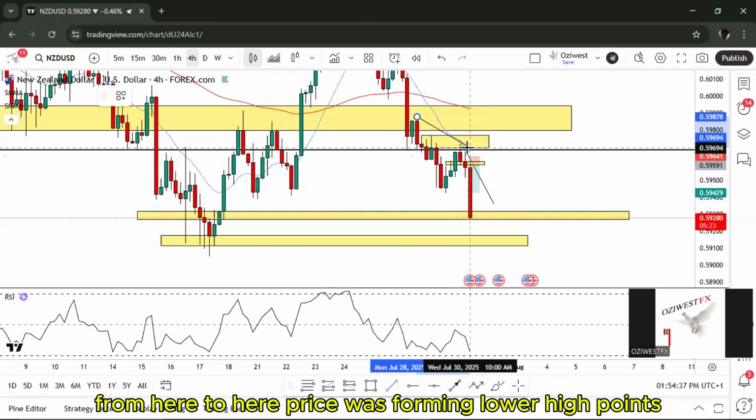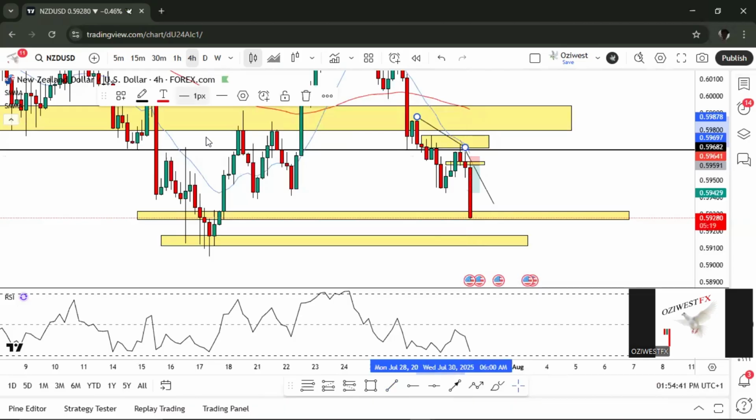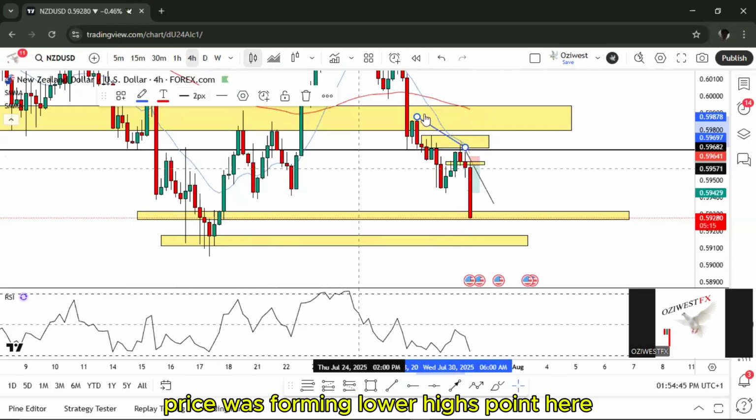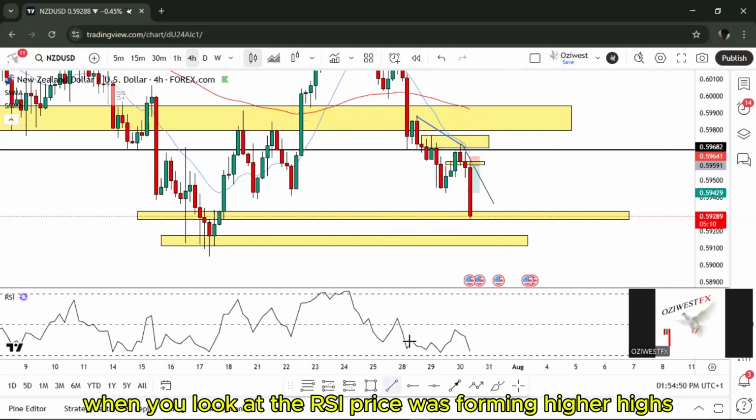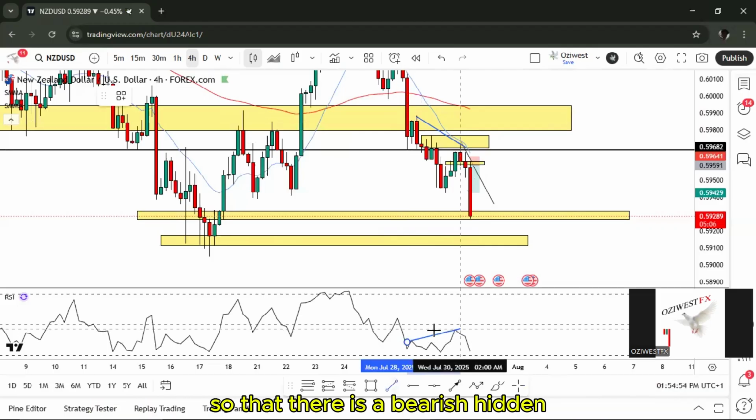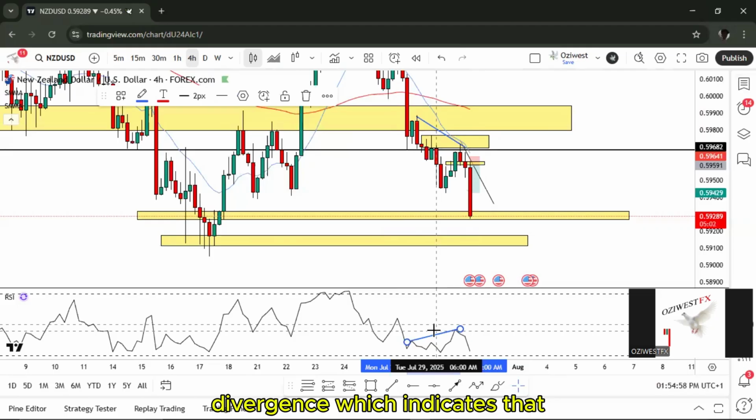Here to here, price was forming lower high points. Let me change the color to blue. Price is forming lower high points here, looking at the candlestick. When you look at the RSI, it is forming higher highs. So that there is a bearish hidden divergence, which indicates that price is going to continue selling.